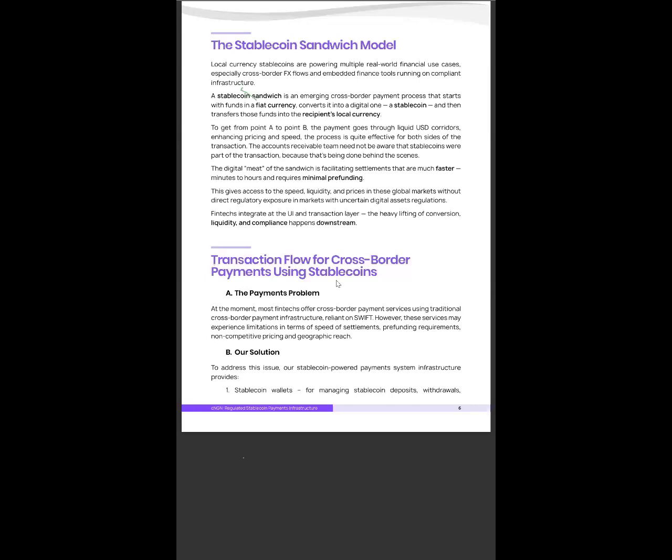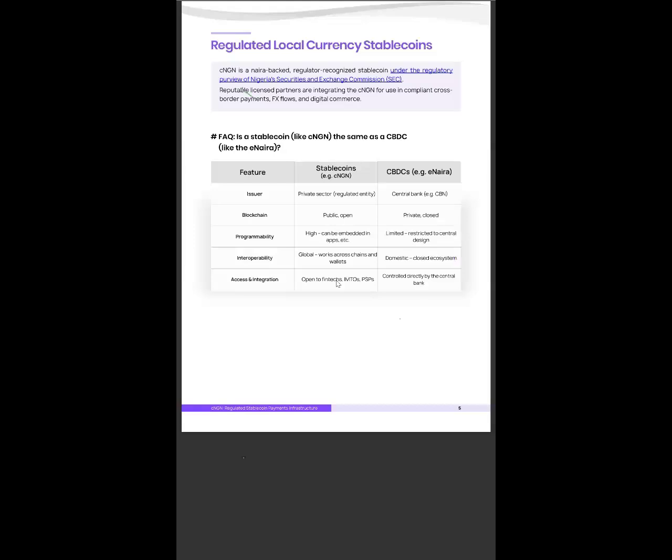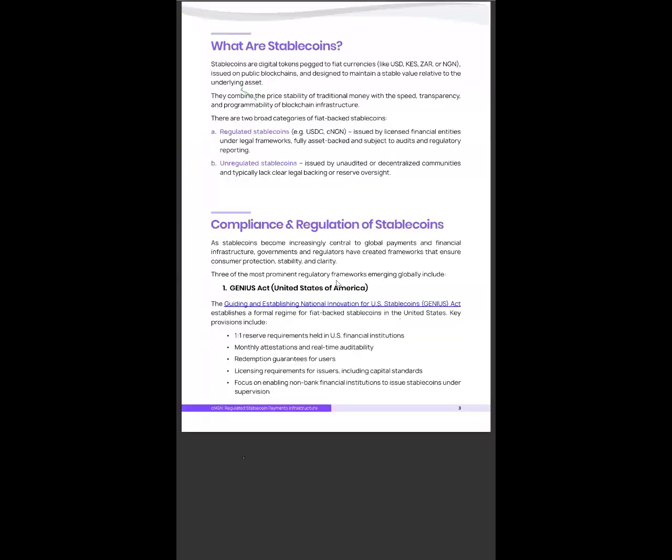I think this might be beyond the scope of at least this first class. So I just want us to focus on the initial part and let it sink in. So I'll just walk through this very quickly again. Stablecoins are digital tokens pegged to government money, right? Government currencies like the USD, the Kenyan shilling, the South African rand, or the naira. These stablecoins are issued on public blockchains.